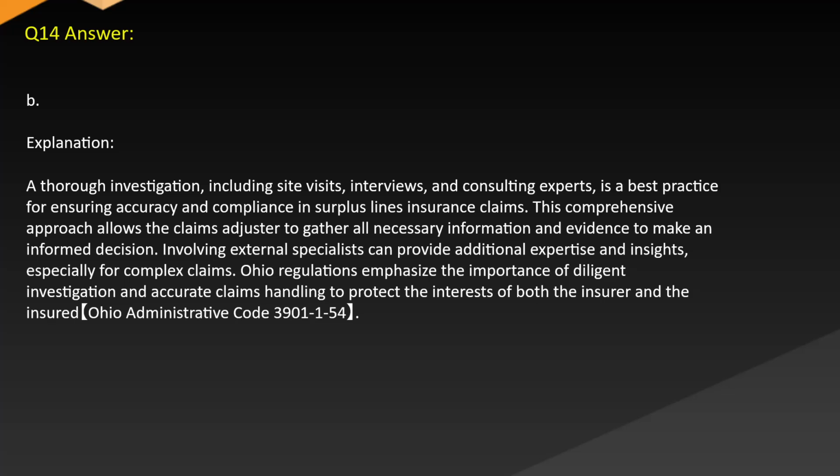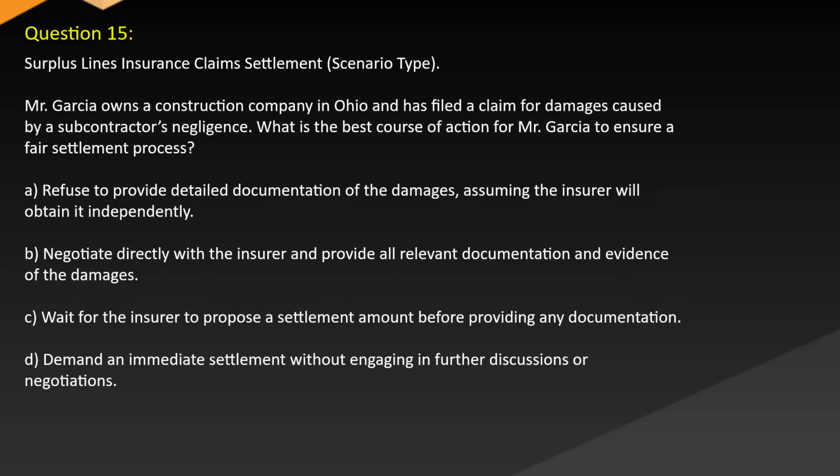Ohio Administrative Code 3901-154. Question 15. Surplus lines insurance claims settlement scenario type. Mr. Garcia owns a construction company in Ohio and has filed a claim for damages caused by a subcontractor's negligence. What is the best course of action for Mr. Garcia to ensure a fair settlement process?